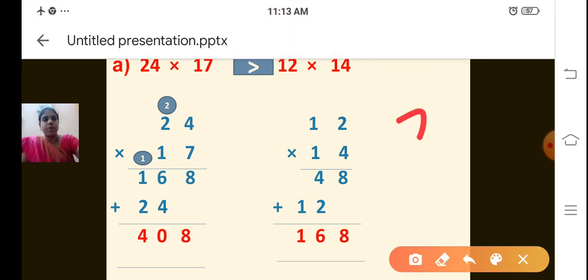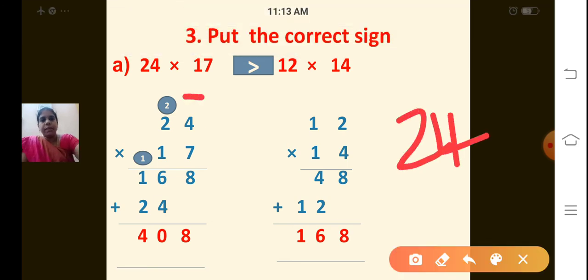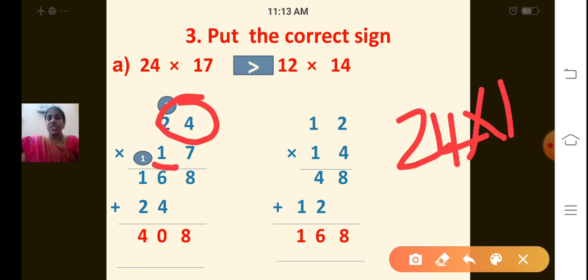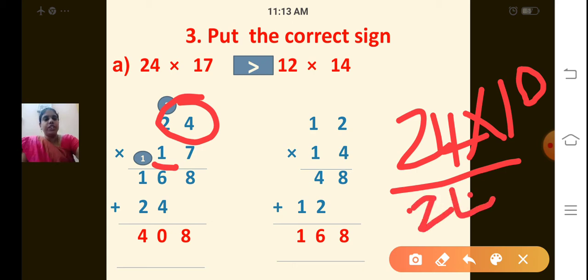Now, this multiplicand 24 we are going to multiply by the digit at the tens place of the multiplier. What digit do we have at the tens place? 1. That means 10, right? As it is the tens place, 24 into 10 is 240. So no need to write the 0. Just leave that space and write 24.